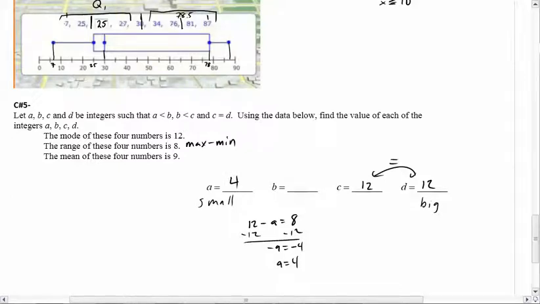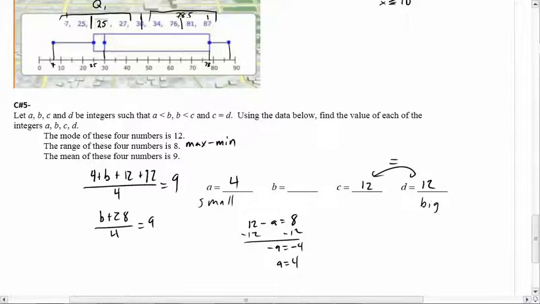So A is 4. Now I just need to find B, and it says the mean of these four numbers is 9. That means I need to take 4 and B and 12 and 12, add those all together and divide by how many there are, which is 4. And that should give me 9. I can add 12 and 12. That's 24. And 4 is 28. So I got B plus 28 divided by 4 equals 9.